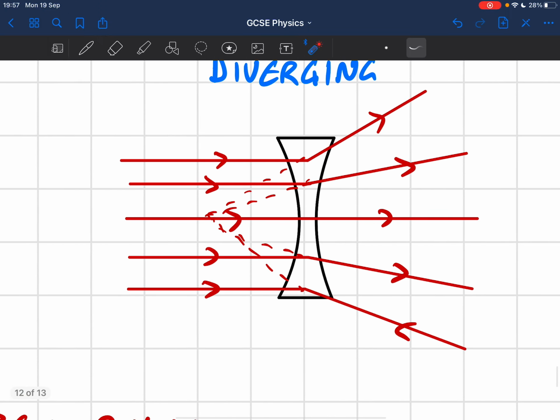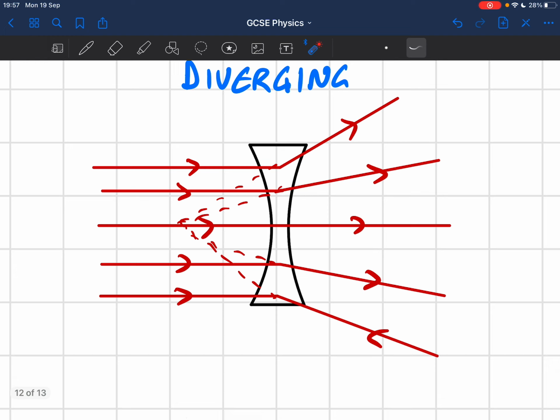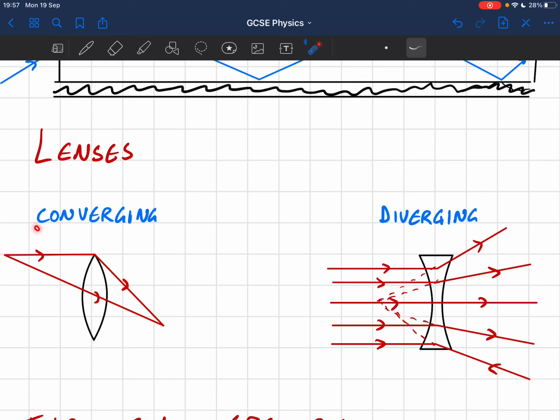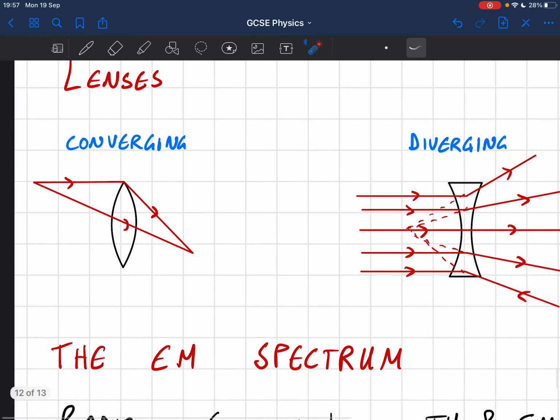A diverging lens, on the other hand, takes rays through the optical center and they diverge, or spread out, as if they were coming from a point behind the lens. So they're refracting out the ways rather than in the ways. It's all to do with the shape of the lens. It's quite useful in glasses. A converging lens is used for people with nearsightedness or short-sightedness, and a diverging lens is used for people with long-sightedness. So that's reading glasses.